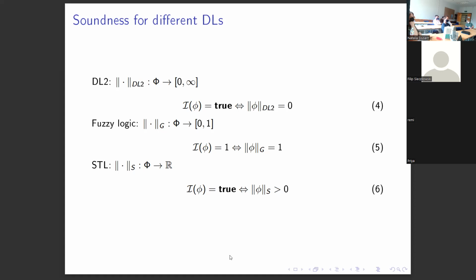Soundness for the last translation, which is the STL translation, is just that it is true. When it is true, the value is going to be larger than 0.